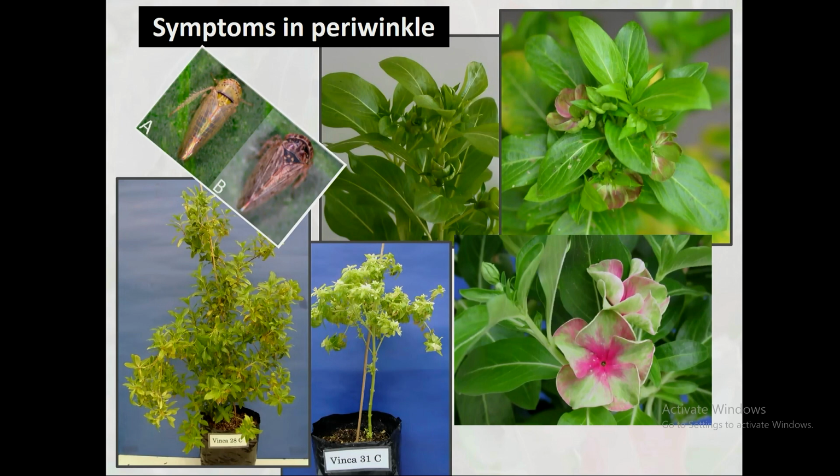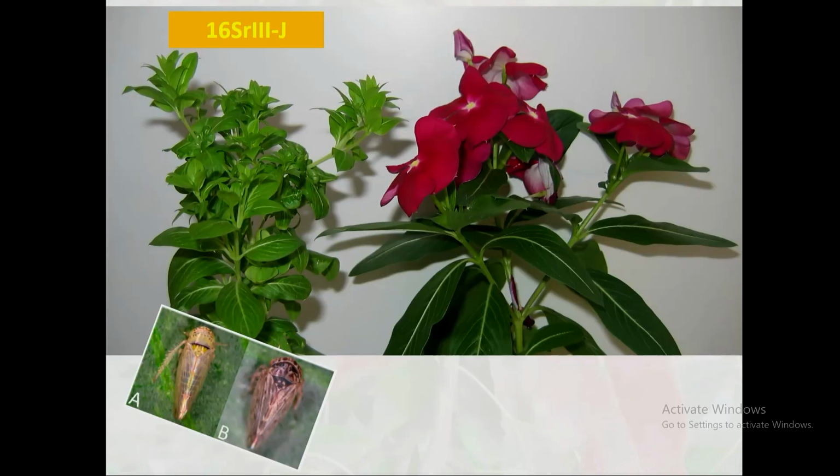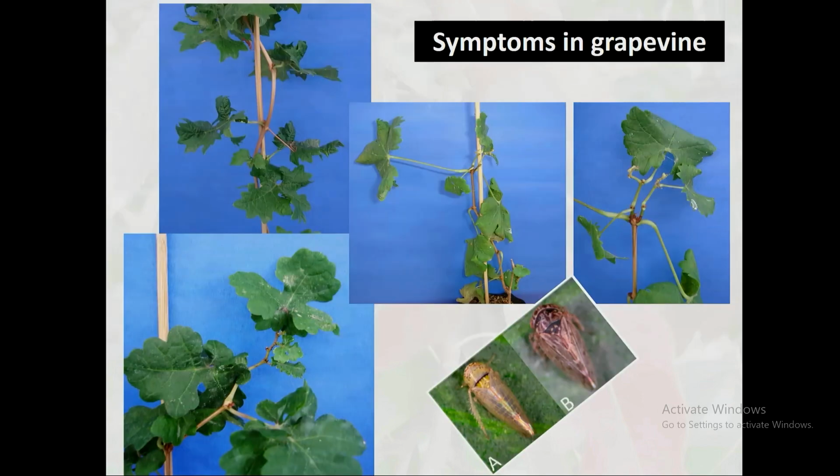The symptoms appear in three months, at maximum six months, from the feeding. And you can see all the symptoms associated with a periwinkle plant infected by the insect. The phyllody is very clear in this case, the difference between an infected plant and a healthy plant of periwinkle.